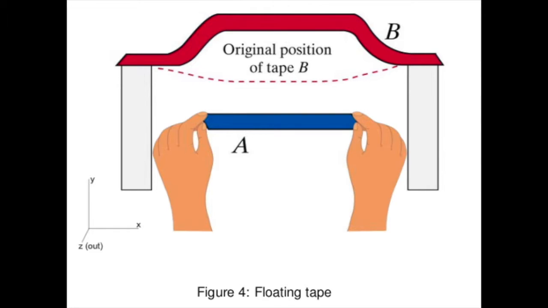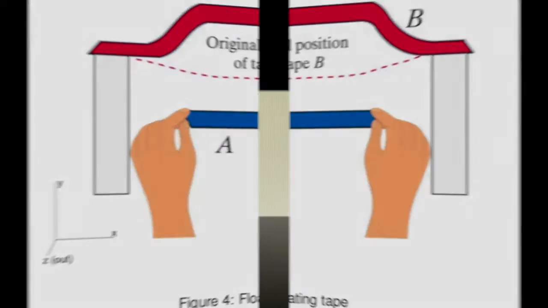This diagram is from the lab manual and indicates how to set up the experiment, with one piece of tape loosely placed over two supports, to allow for movement due to repulsion from another piece of tape, which I stabilized with my hands through the experiment.